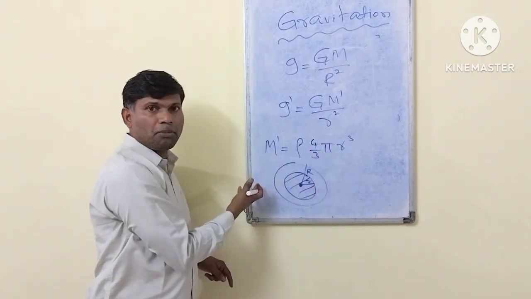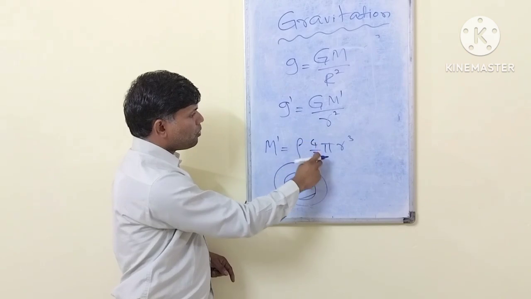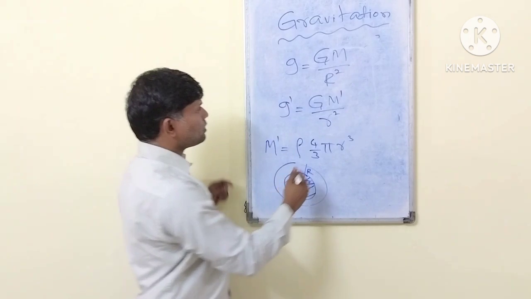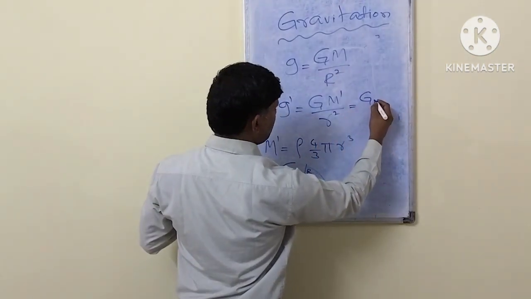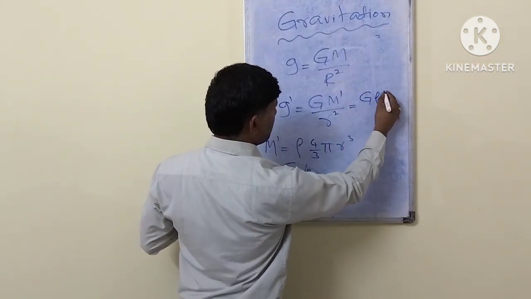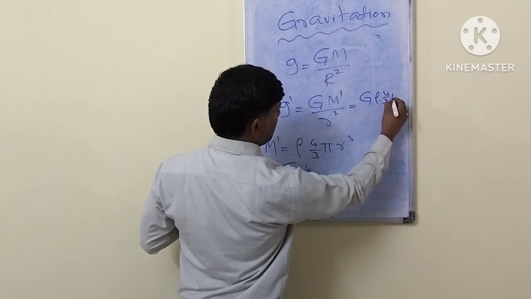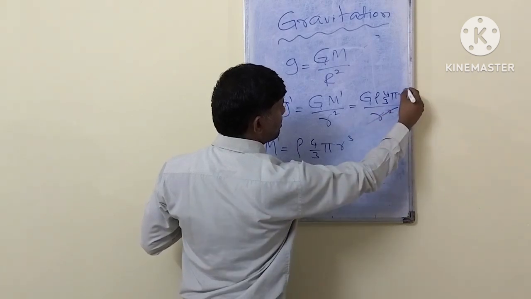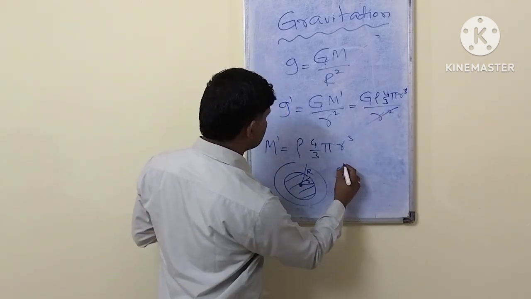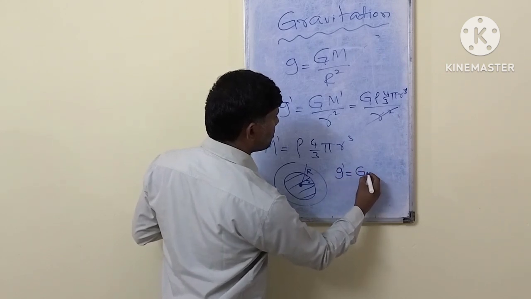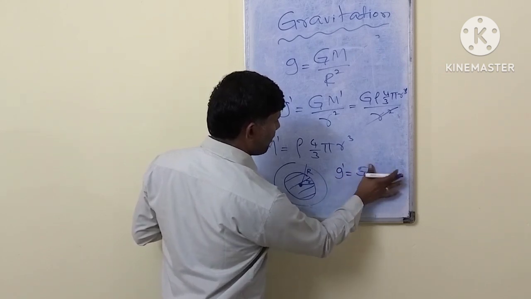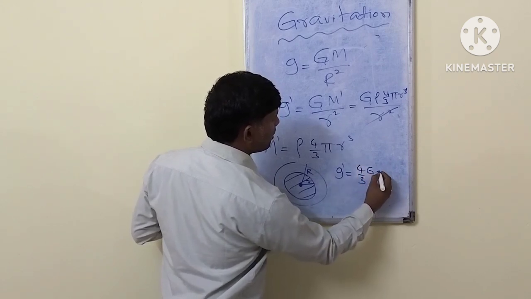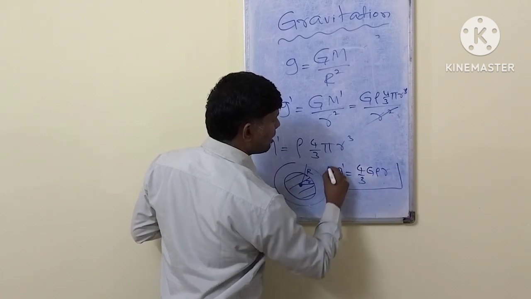Density into volume, that is the mass. So M prime is equal to rho into 4 by 3 pi r cube, where r is the radius of the portion. Now you can substitute. What will you get? G into M prime equals rho into 4 by 3 pi r cube divided by r square. R square cancels with r cube. Then what will you get? g prime is equal to 4 by 3 into G rho r. What is the r?